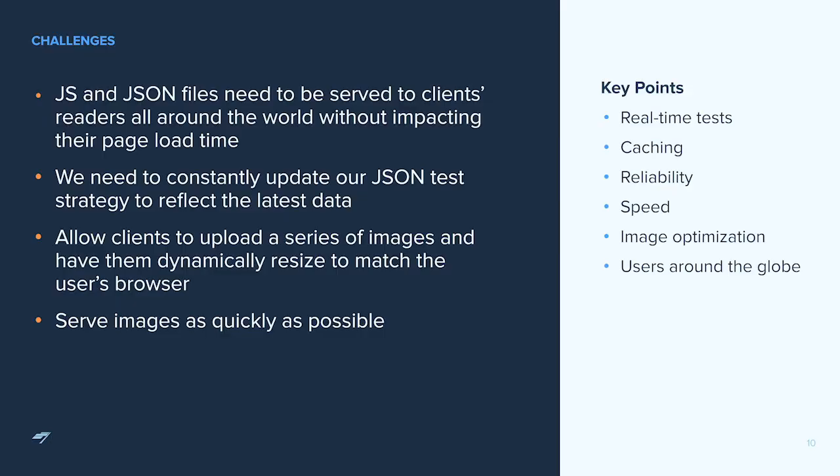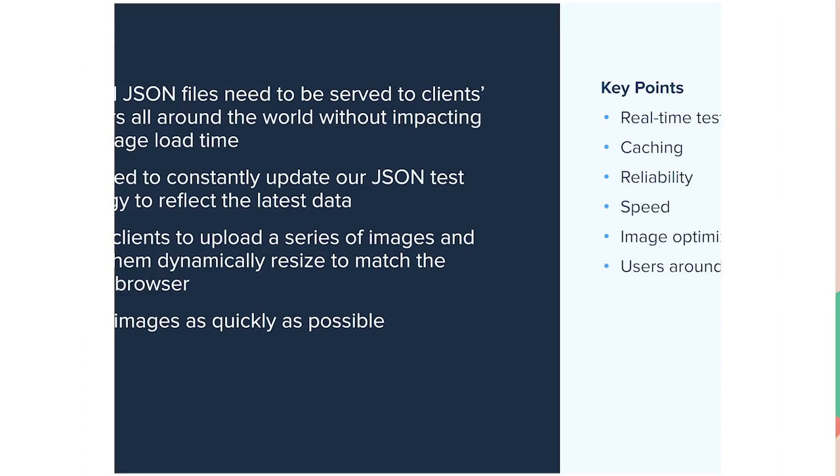At the same time, while an experiment is running, we have to constantly load the strategies that will tell the JavaScript which headline or image to serve. We also have to allow clients to upload images, and we have to serve the option as quickly as possible. Some key points we have to keep in mind when thinking about solutions are real-time testing, caching, reliability, speed, image optimization, and users being around the globe.